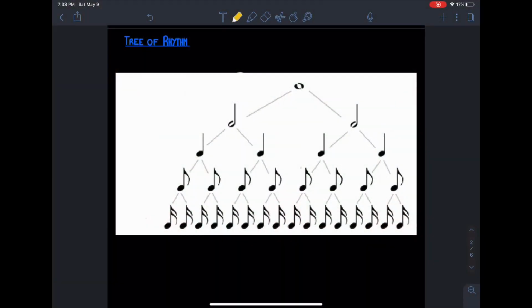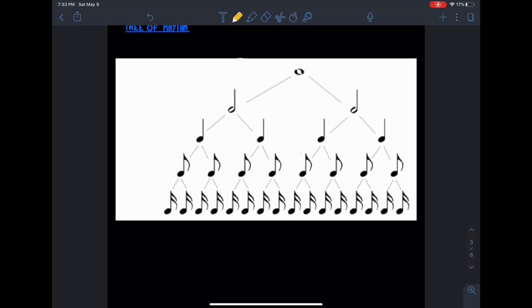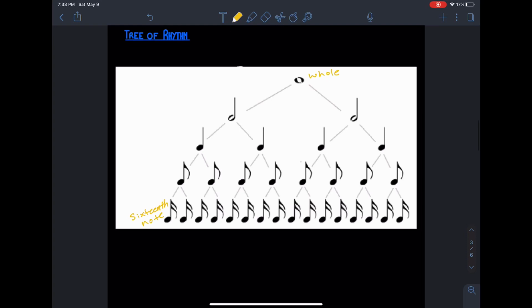All right, so here we have a diagram showing the relationship of all of our notes. At the top we have our whole note. I'm just going to mark it in right now. We have our whole note. And at the bottom we have our 16th note. All right. This tree shows the relationship between all of the notes.